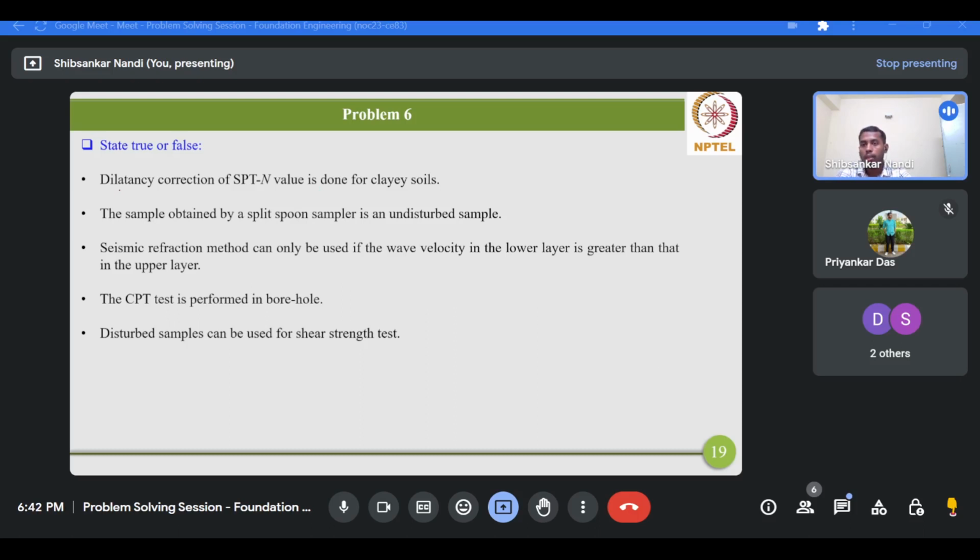The first statement is: dilatancy correction of SPT N value is done for clay soils. Is it true or false? For clay soils, is dilatancy correction of SPT N value required? Or in other words, for which kind of soil is dilatancy correction required? At the very beginning of this session, we have already discussed this. Is it true or false?